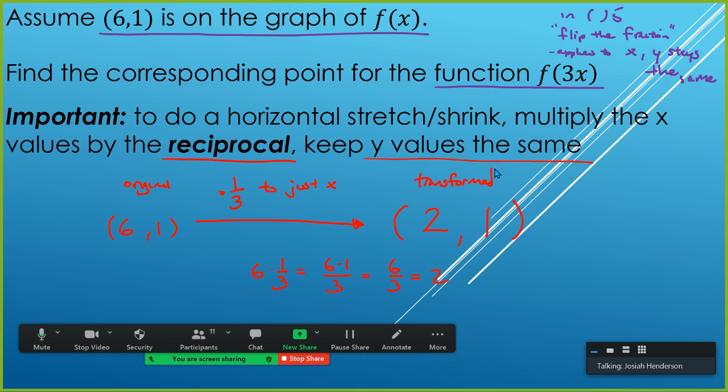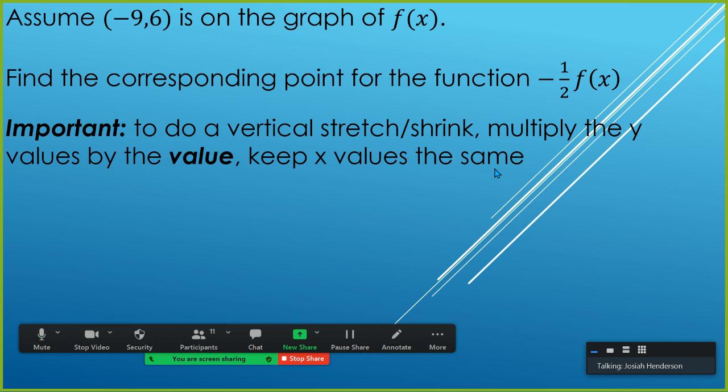Okay, now what if it's not inside the parentheses? What if we get one where it's multiplying on the outside? Here we go. So now our starting original point is (-9, 6). We're going to do some transformation. What is it? It's negative 1/2 times f(x). It's outside. It only applies to y now. X is going to be left alone and stays. Our transformation applies to y, and we don't flip it. We do it at face value.